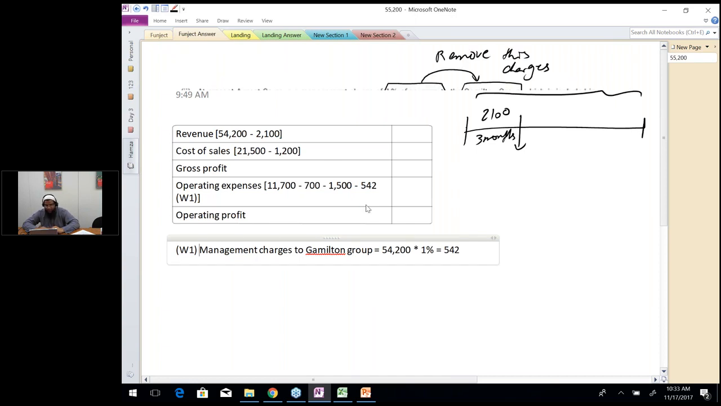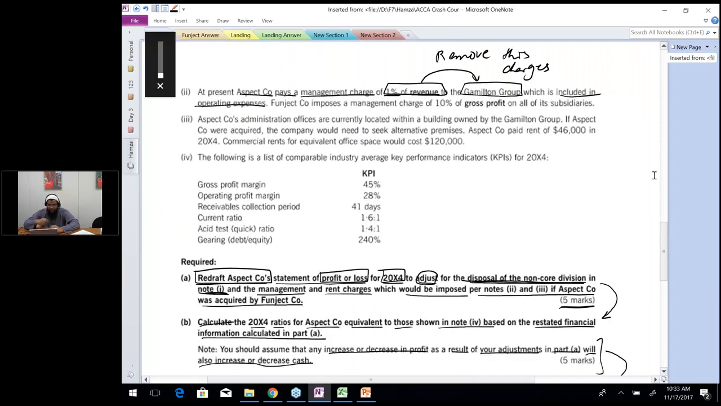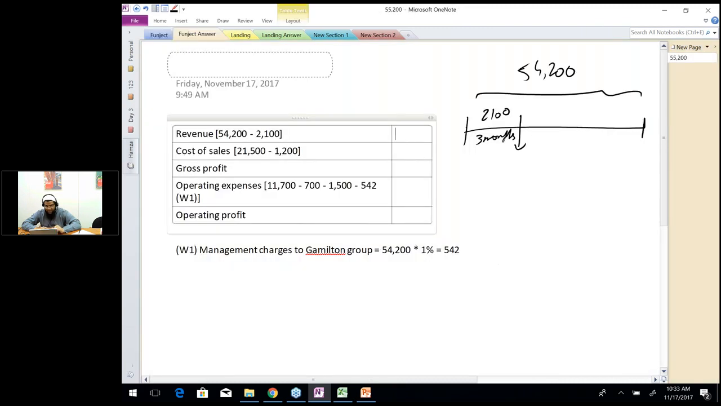Back to the question, where the question further says that Funjet company imposes a management charge of 10% of the gross profit on all of its subsidiaries. Previously, Gamilton Group was charging management fees. We have removed that. Instead, this time we are going to charge management fees, which is 10% of the gross profit. So let's go back and see what is the amount of the gross profit.